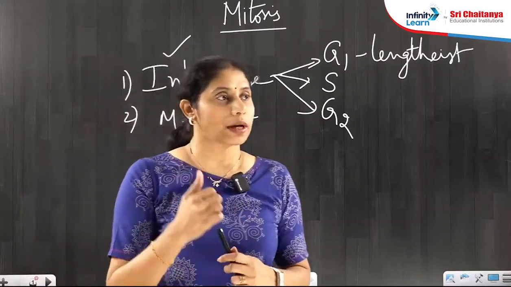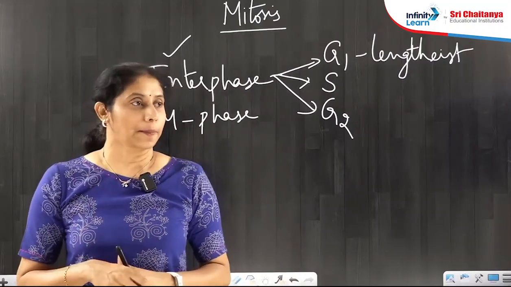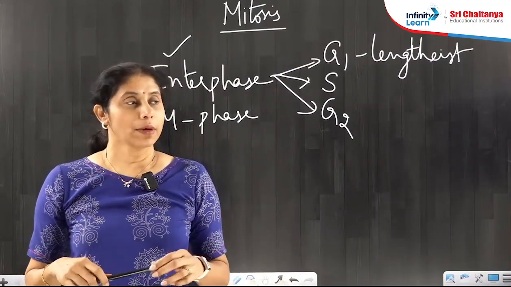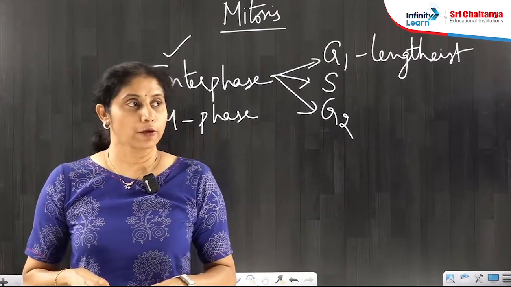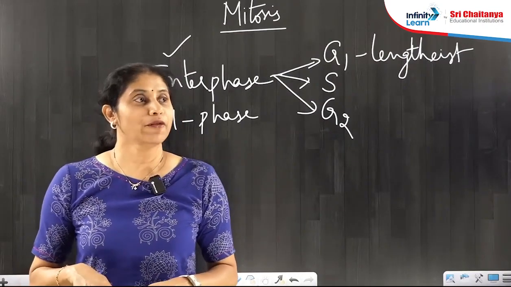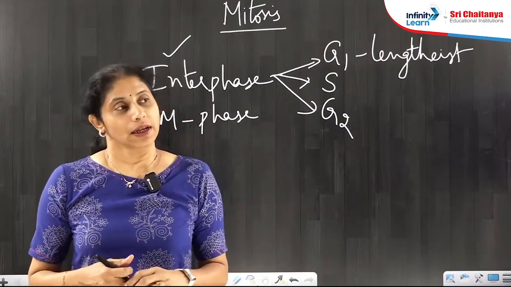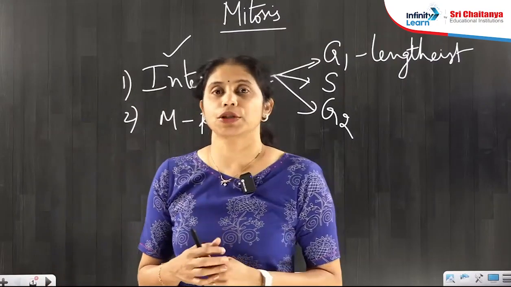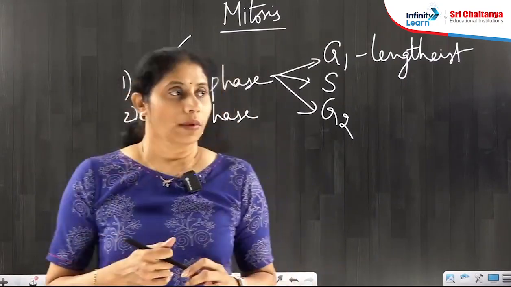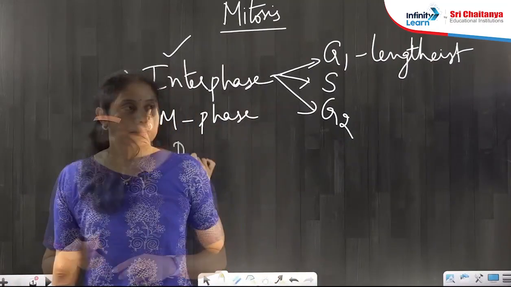How much time will be taken by the human cell for this cell cycle? 90 minutes, 24 minutes, 24 hours, 24 seconds. 24 what? 24 hours. In that, cell division proper will take how much time? Division. I am not asking interphase. Division will take how much time?